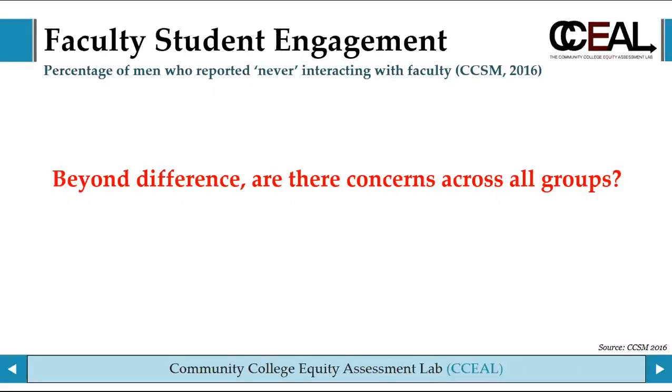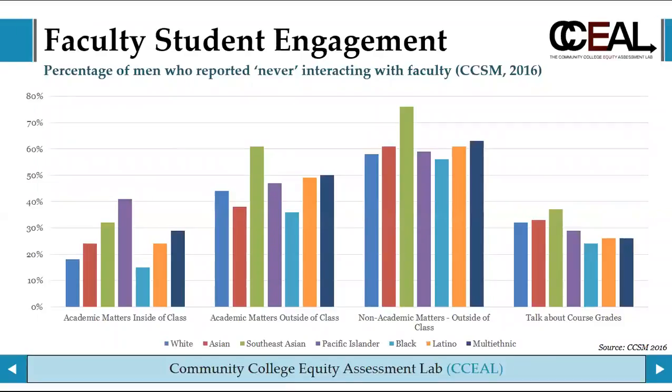But sometimes it goes beyond just looking at differences within groups and between groups. Sometimes we just have to ask ourselves, at what point is everyone having an experience that might be concerning and might be indicative of a climate and culture that is not conducive to student success? So here on this slide, you'll see the data that we have from our engagement measures.